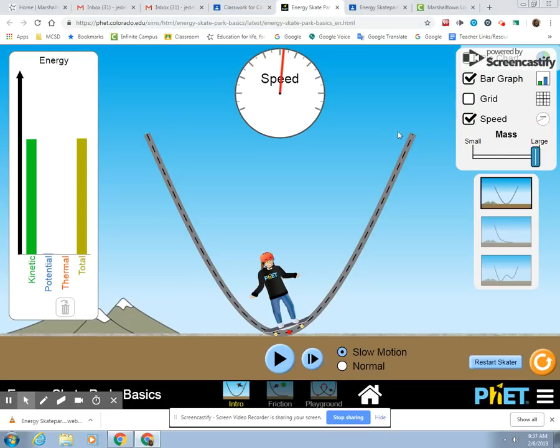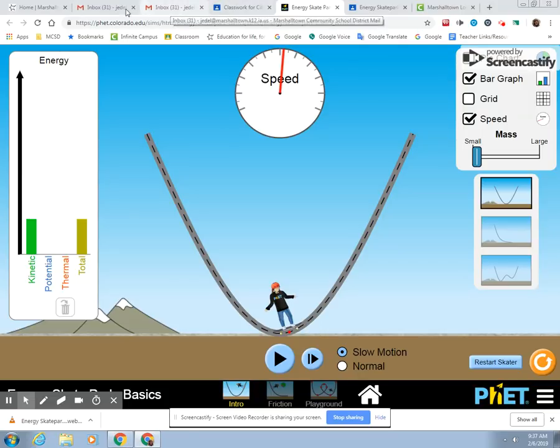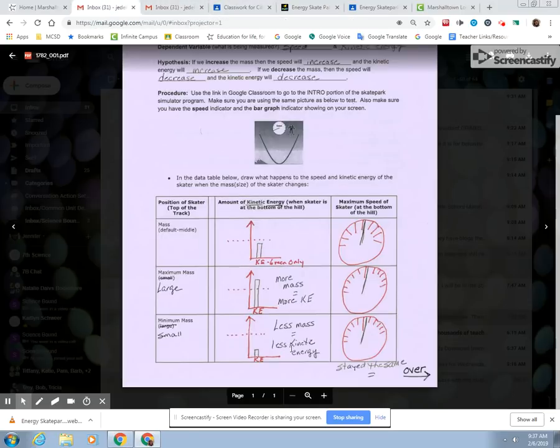And then when we changed the mass clear down to make the skater small, the speed once again basically stayed in the same spot. That was surprising to me, but the kinetic energy was way below where the midpoint was. So this is the data that I collected for that. So basically the speed stayed the same and the kinetic energy increased with the mass or decreased with the mass. So if you didn't have those results, you might change your data table.